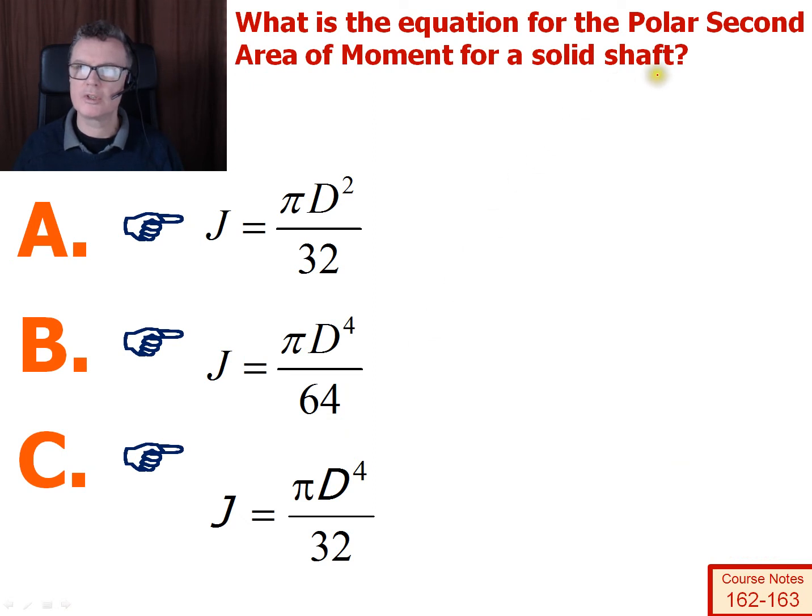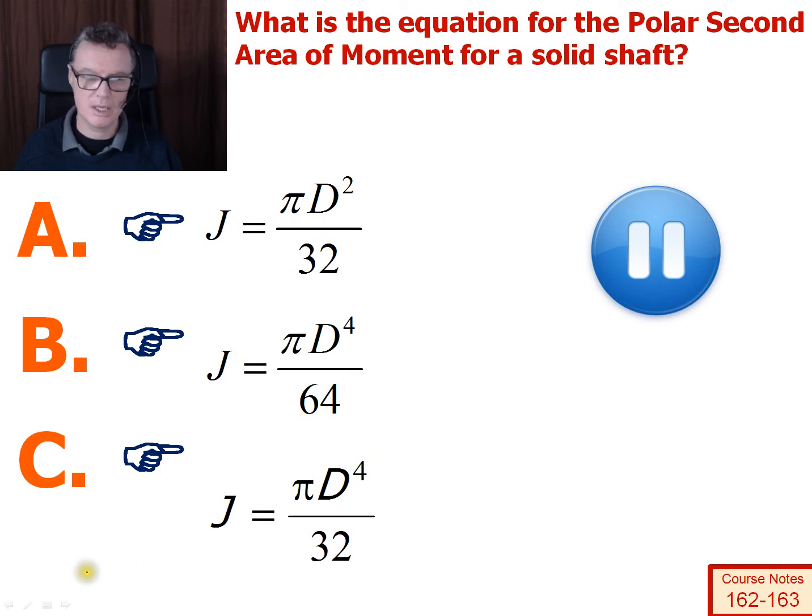What is the equation of polar second moment of area for a solid shaft? Look it up in your formula booklet if you don't know. And when you're ready, press play. And you should have gone for A. No, you shouldn't have done. You should have gone for C.